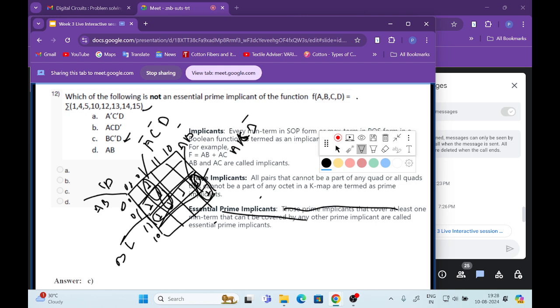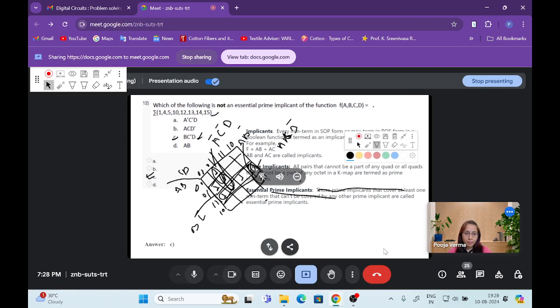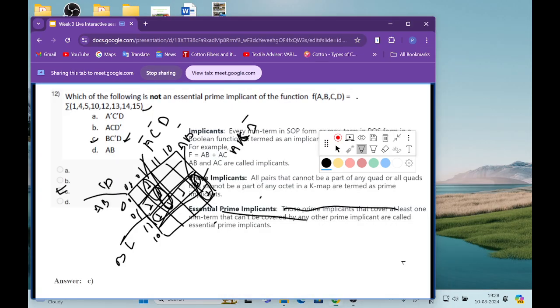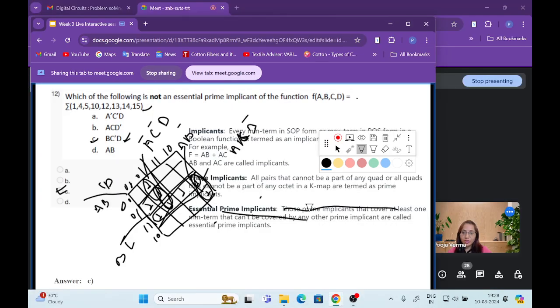That means they are asking for this. So this is not an essential prime implicant. Just go with the options which are available, then check. Okay. So option C is the correct answer. It's not an essential prime implicant. Okay. So moving to the next question.